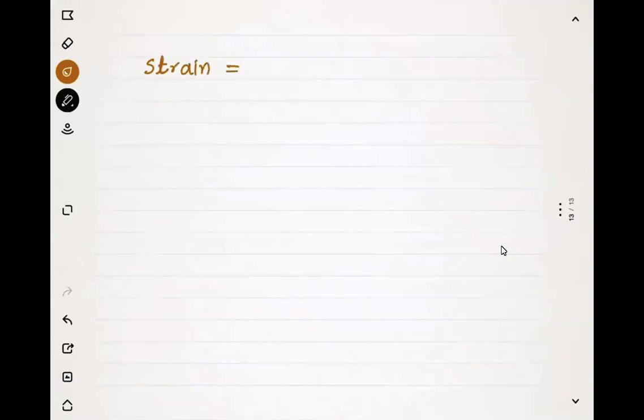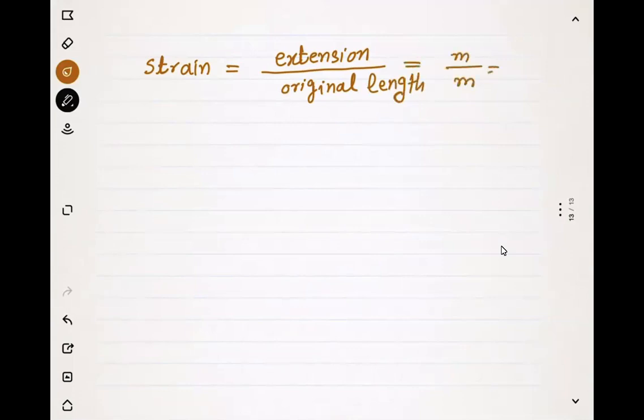Strain is actually extension over, not the extended length, but the original length. It is extension over original length. Unit of extension is meter and unit of length is also meter. So it has no unit. So strain has no unit or base unit. The quantities which have no units or base units are called dimensionless.